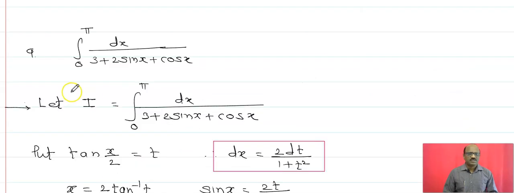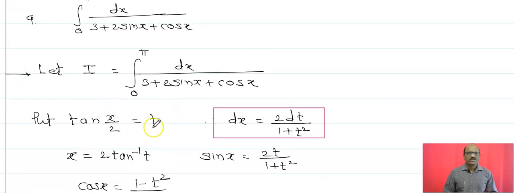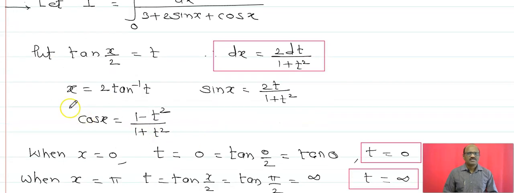Problem number 9. Integral 0 to pi dx upon 3 plus 2 sin x plus cos x. And here substitution. Tan of x by 2 is equals to t. Therefore, dx is equals to 2 dt upon 1 plus t square. That is, x is equals to 2 tan inverse of t. And therefore, the value of sin x is 2t upon 1 plus t square.